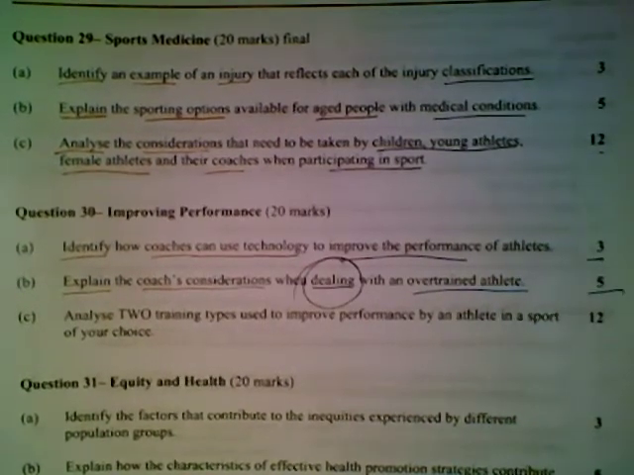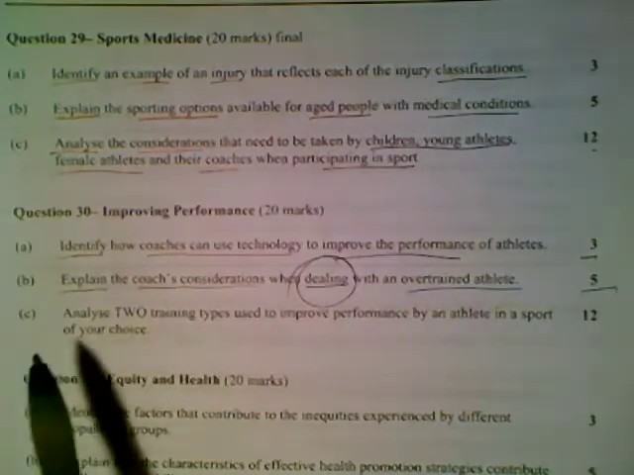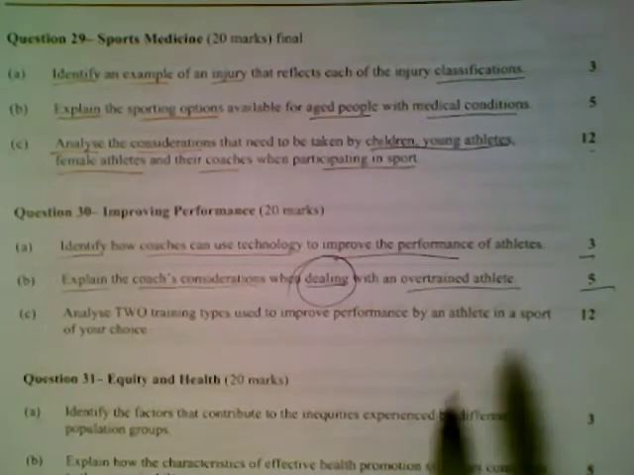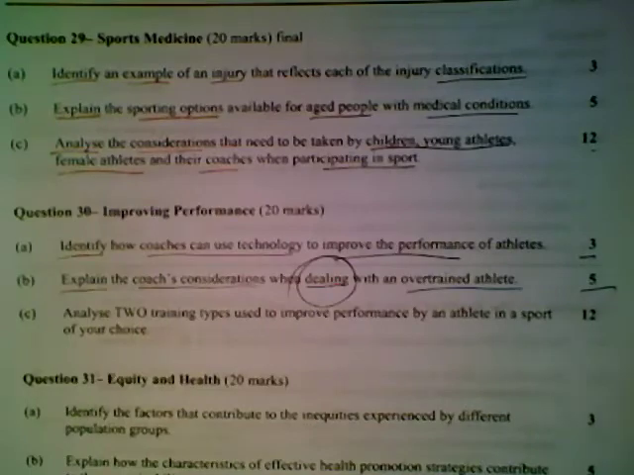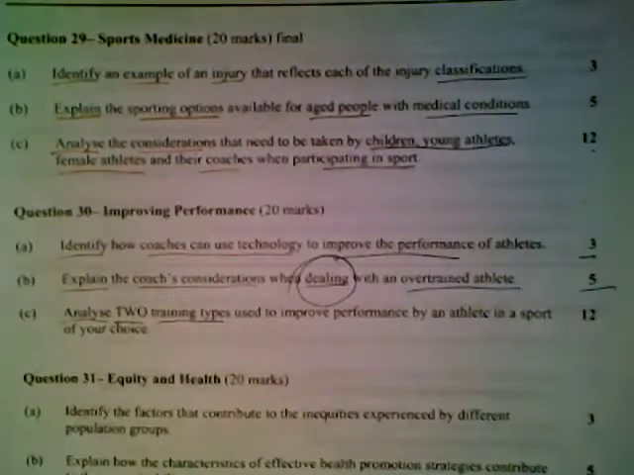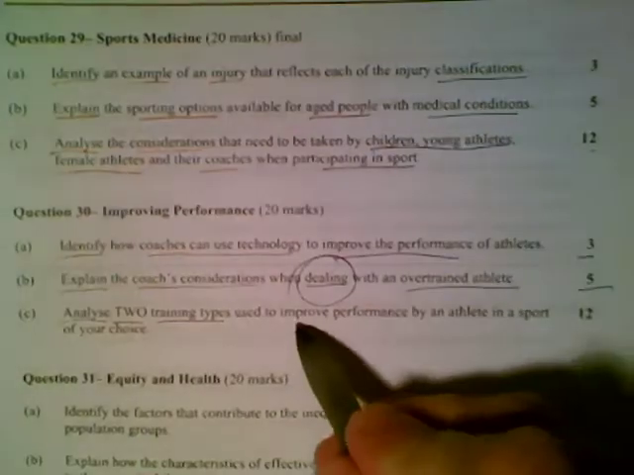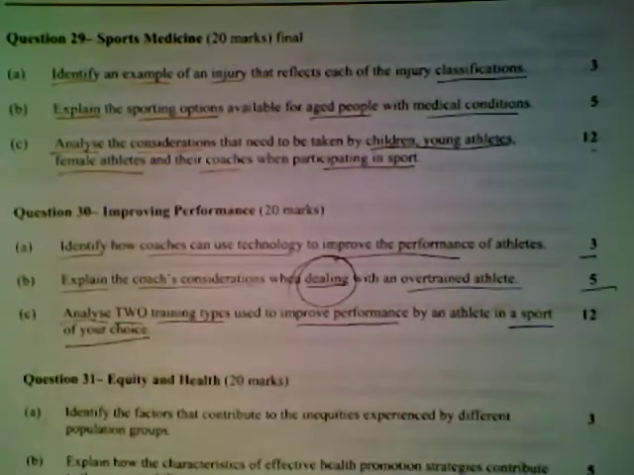The final question for the improving performance option is question 30C, where it asks students to analyse 2 training types used to improve performance by an athlete in a sport of your choice. This question was worth 12 marks. Some key things here, again, obviously being the key term, the fact that students have to look at 2 training types, how they're going to improve performance in a sport of their choice.